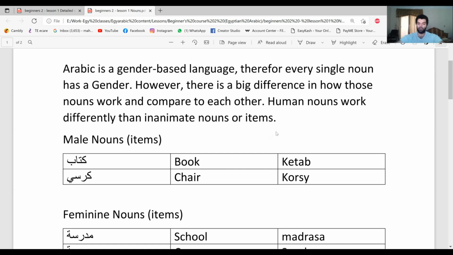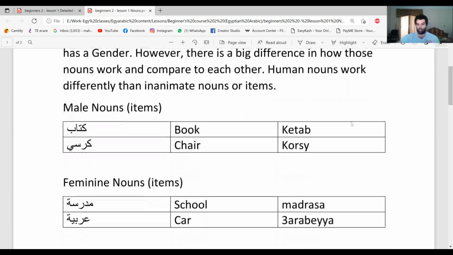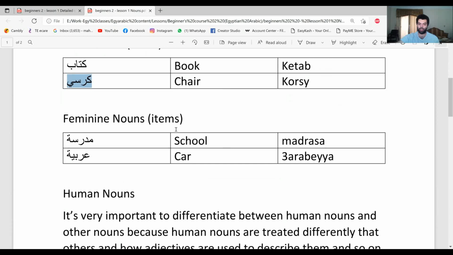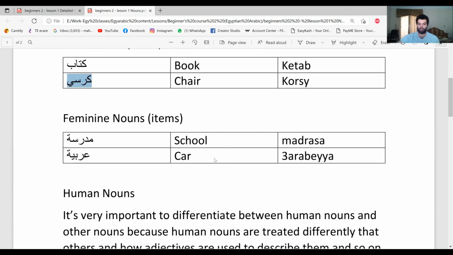But here we have something that I want to teach you. It's human nouns. And what do I mean by human nouns? Like a teacher or a doctor. Those are nouns, but they're people. So they will have some extra forms and will be treated differently. So male nouns for items, we said kitab, book, or kursi, which is chair. They're both male. And female, we say madrasa, which is school, and arabiyya, which is car.